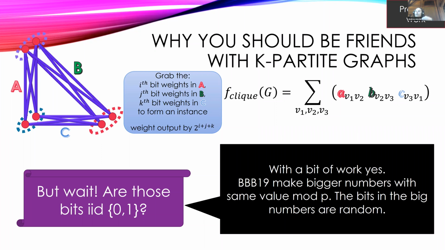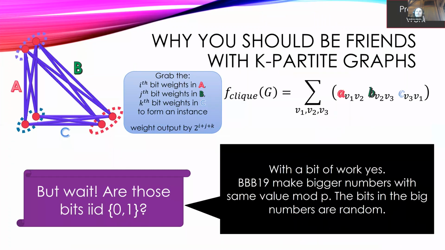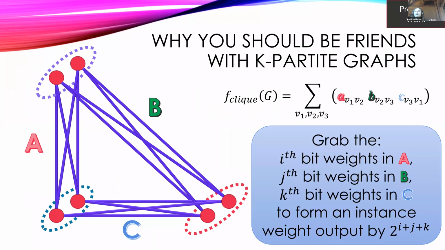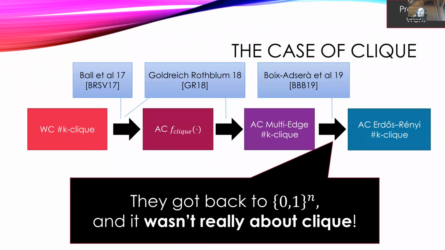But the fundamental takeaway I want to have from here is that it got back to 0, 1, and it wasn't really about clique. A final note I want to have is that while in this example we had a degree 3 polynomial and numbers of length 2, and we had to generate 2 to the 3 instances, the generic answer is that if I have b bits and a polynomial of degree d, we need b to the d instances that we're generating. So that's going to be our overhead.